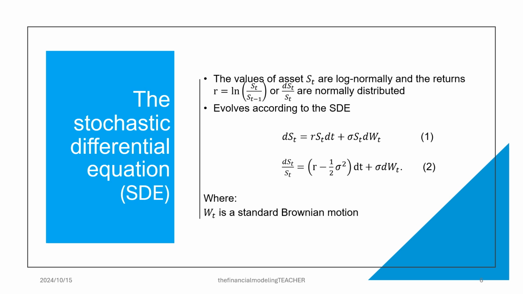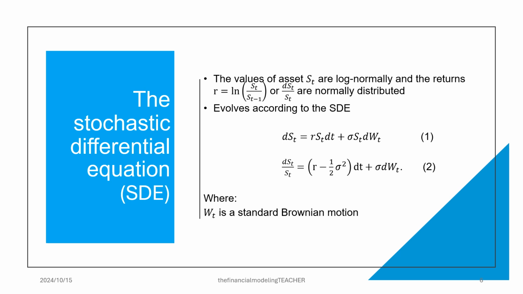This now leads us to the introduction of the stochastic differential equation, where we have the value of the asset St as a log-normally distributed random variable, but its return r, which is log of St over St minus 1, is normally distributed. So we have the asset as log normal, whereas the return is normal.